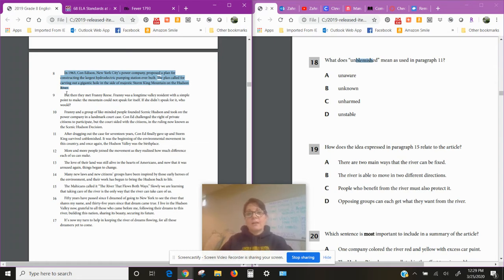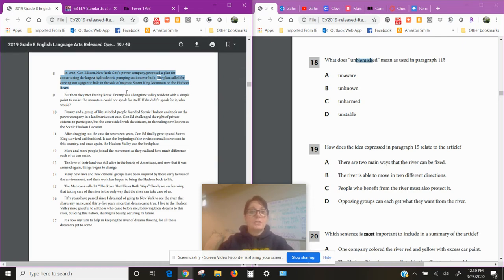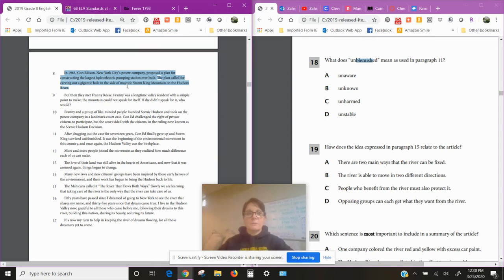So we really get our answer to number 18, even though it directs us to paragraph 11, we actually get it in paragraph 8. So when we look at that, it's taking this beautiful mountain. How do we know it's beautiful? Well, right here, it says majestic. The majestic Storm King Mountain. We know it's beautiful, it's big. What are they going to do? They're going to carve out a gigantic hole. And what is that going to do?